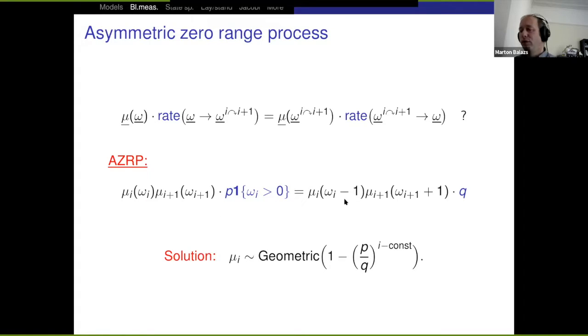Since this should be true for every omega, you soon realize that the ratio of omega I and omega I minus 1 in the measure should be a constant, which means you're dealing with the geometric distribution. So a product geometric actually satisfies this, and that's the only thing that satisfies this. And you have again a non-translation invariant case. The parameter of your geometric will depend on location, and you have a constant which essentially pushes left and right the whole picture. So that's the zero-range product blocking measure, if you want.